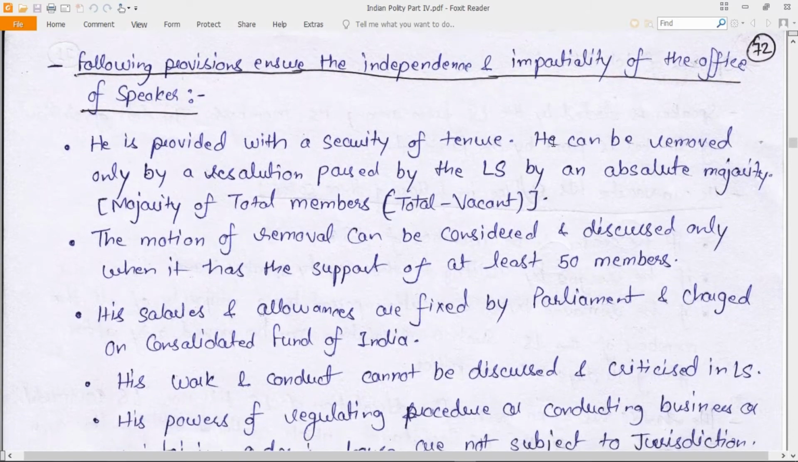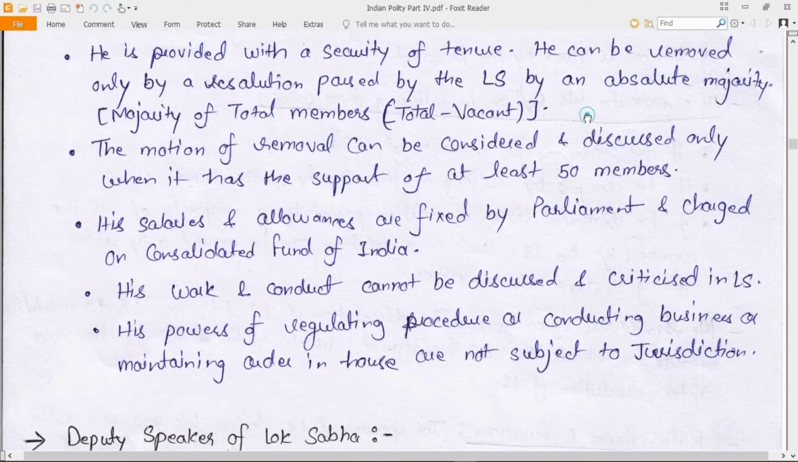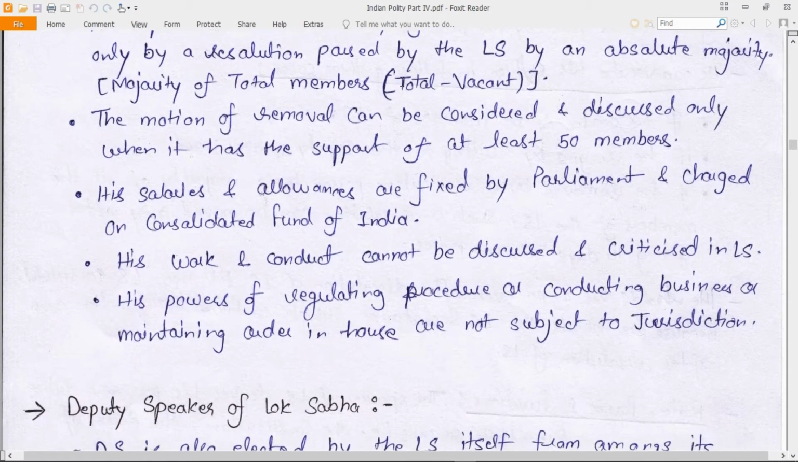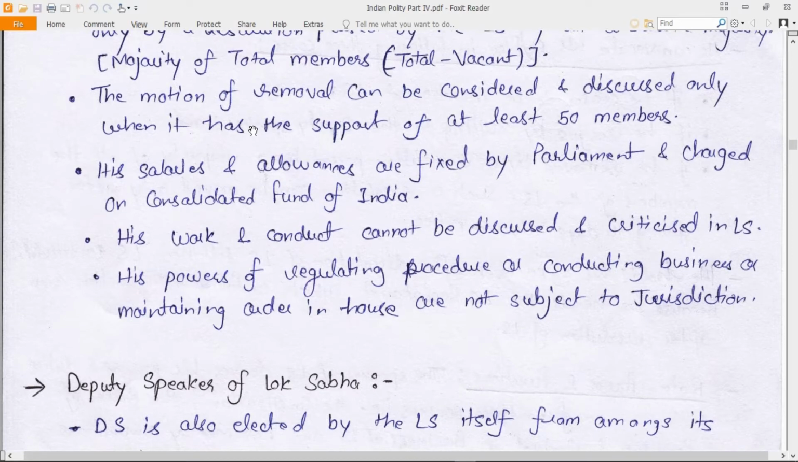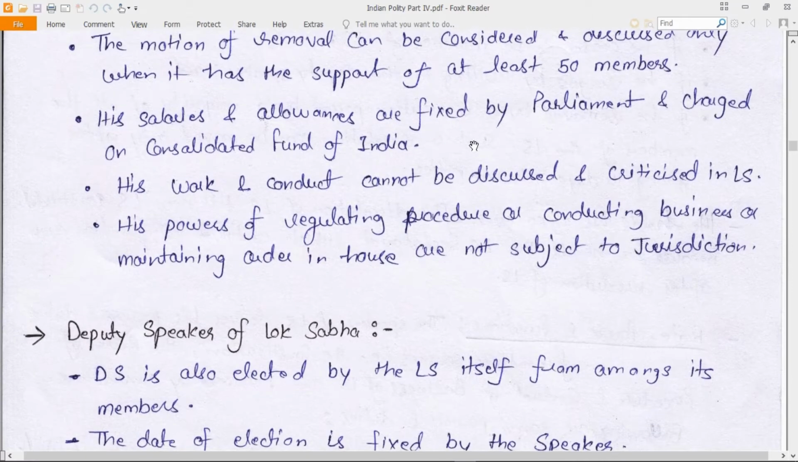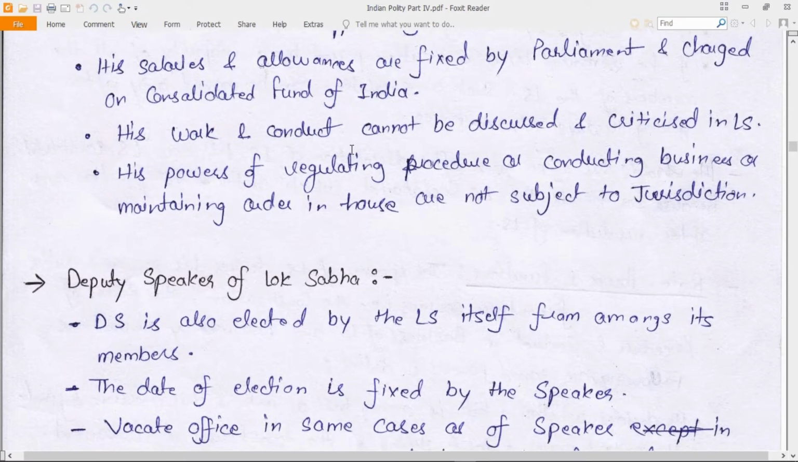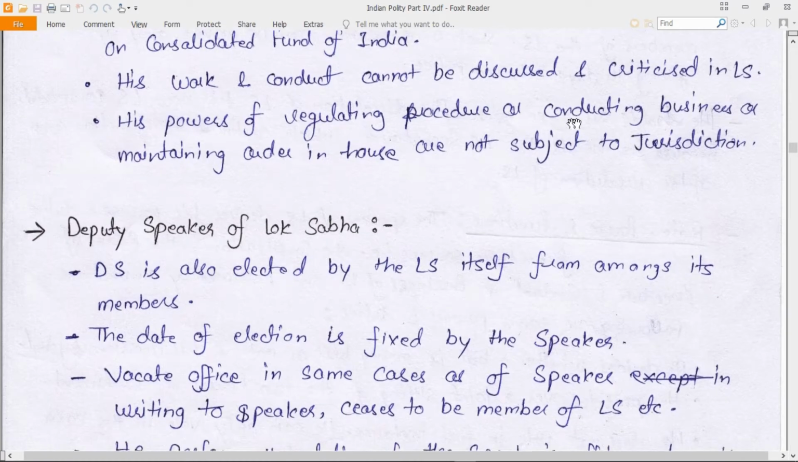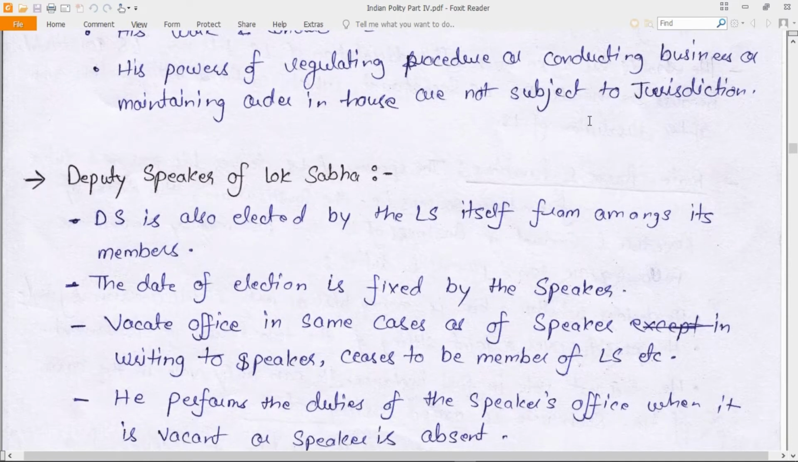He is provided with security of tenure. He can be removed only after a resolution passed by Lok Sabha by an absolute majority of total membership, that is total minus the vacant seats. The motion of removal can be considered and discussed only when it has the support of at least 50 members. His salaries and allowances are fixed by Parliament and charged on the Consolidated Fund of India. His work and conduct cannot be discussed and criticized in Lok Sabha. His powers of regulating procedure, conducting business or maintaining order in the House are not subject to court jurisdiction.